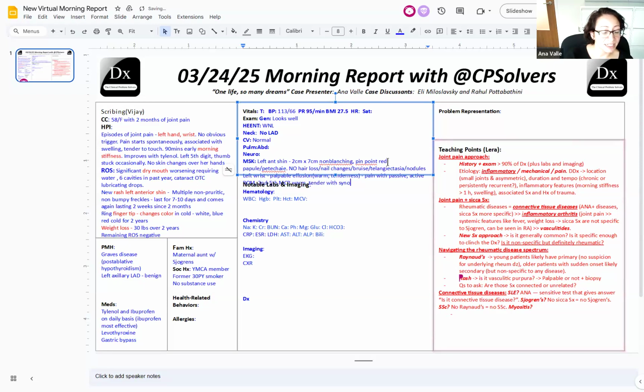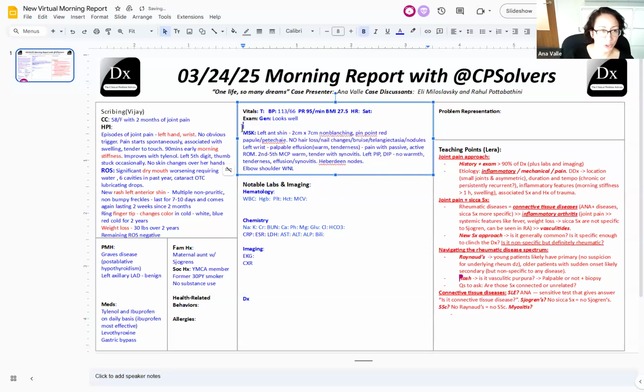Her left hand PIPs and DIPs were without warmth, without synovitis, and without tenderness, although she had a Heberden's node on her left 2nd digit DIP. The rest of the musculoskeletal exam, including the left elbow, left shoulder, right side as well, was completely within normal limits without warmth, tenderness, synovitis, and intact range of motion. I will add that her lower extremities, including her knees, hips, as well as ankles and toes, were also all without warmth, without tenderness to palpation, and without synovitis.